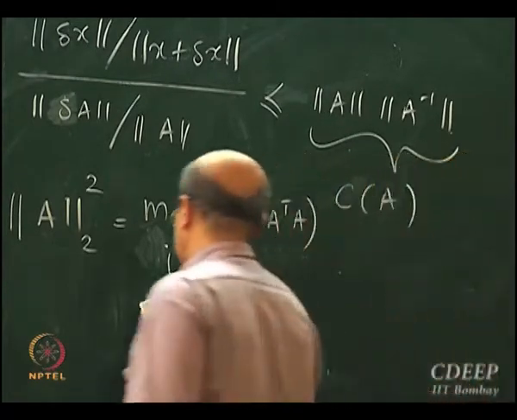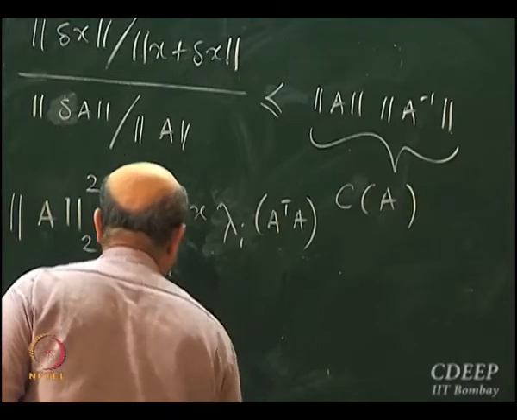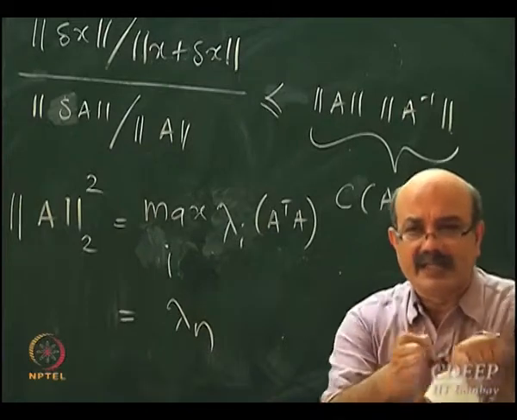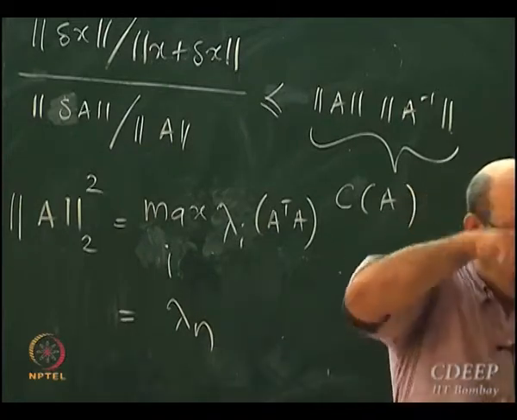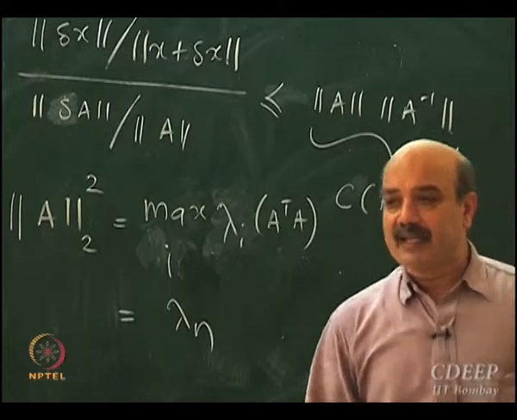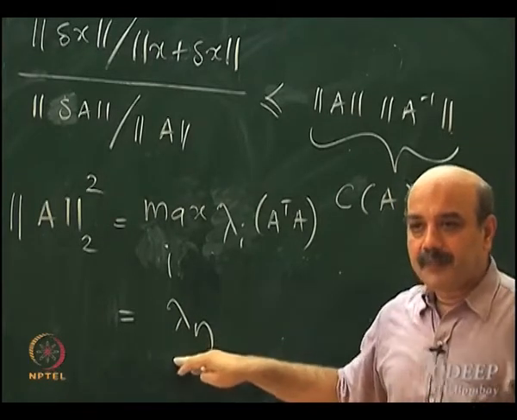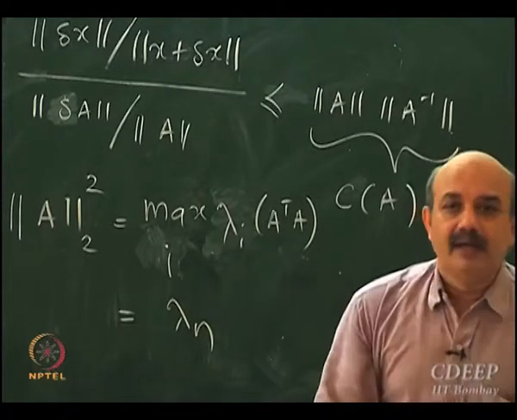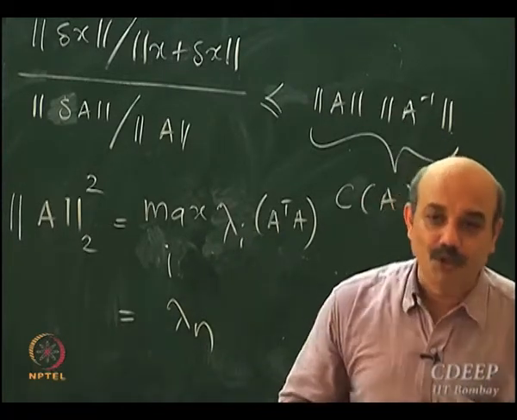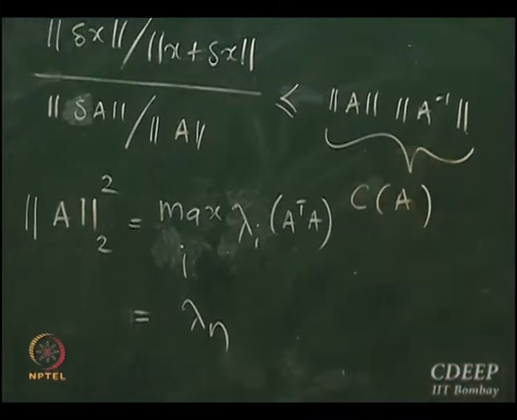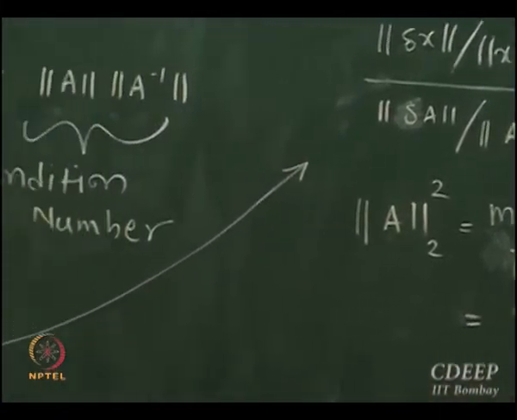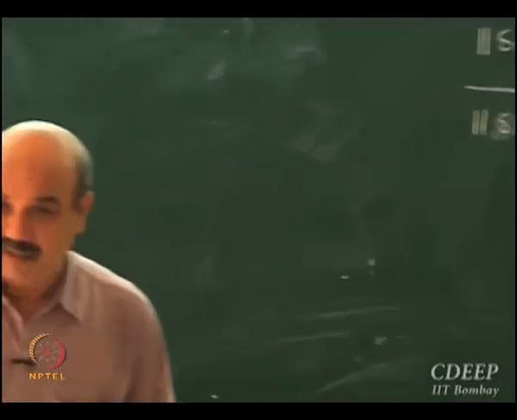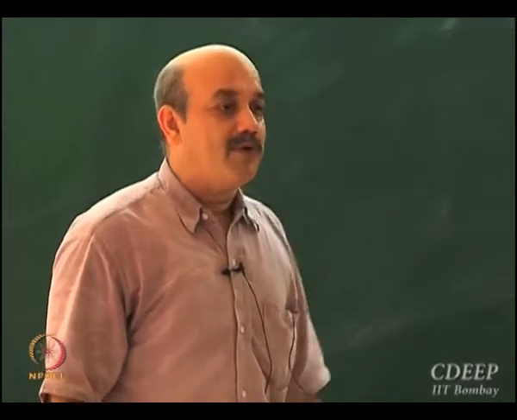So let's call this lambda n. Let's say that we have numbered the eigenvalues such that lambda n is the maximum magnitude eigenvalue of A transpose A. And it's very easy to compute the 2 norm of A inverse without having to compute A inverse. That is very nice. You can compute the 2 norm of A inverse.